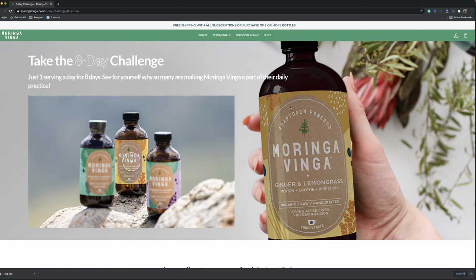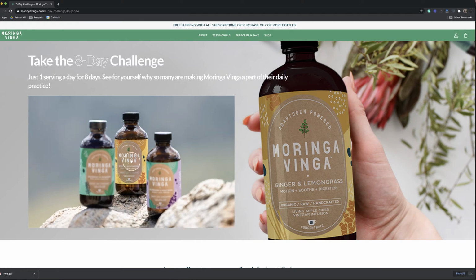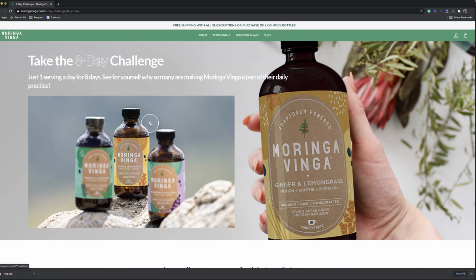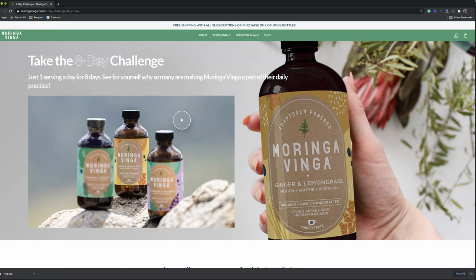So the first thing is, if you can, get rid of this nav bar, because the idea is you just want them buying from here only, right? If they need to make it back to Moringa Vinga, at least have this link to the homepage, but you want them here. You don't want them to explore anything. You don't want them coming over here and learning or shopping somewhere else, because you just wanted to do the 8-day challenge.